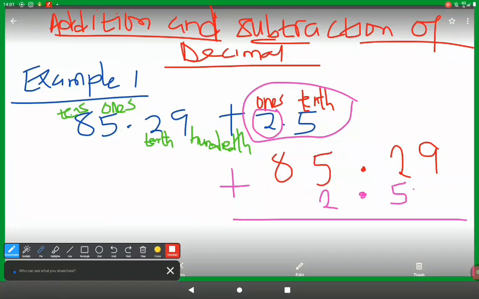Alright, so 9 plus nothing is 9. 2 plus 5 is 7. Your decimal point comes down. Then 5 plus 2 is 7. 8 plus nothing is 8. So that means you answer it 87.79. Don't forget, after the decimal point, you pronounce each digit one after the other, like 87.79, not 87.79, no, 87.79. Alright, let's take another example.